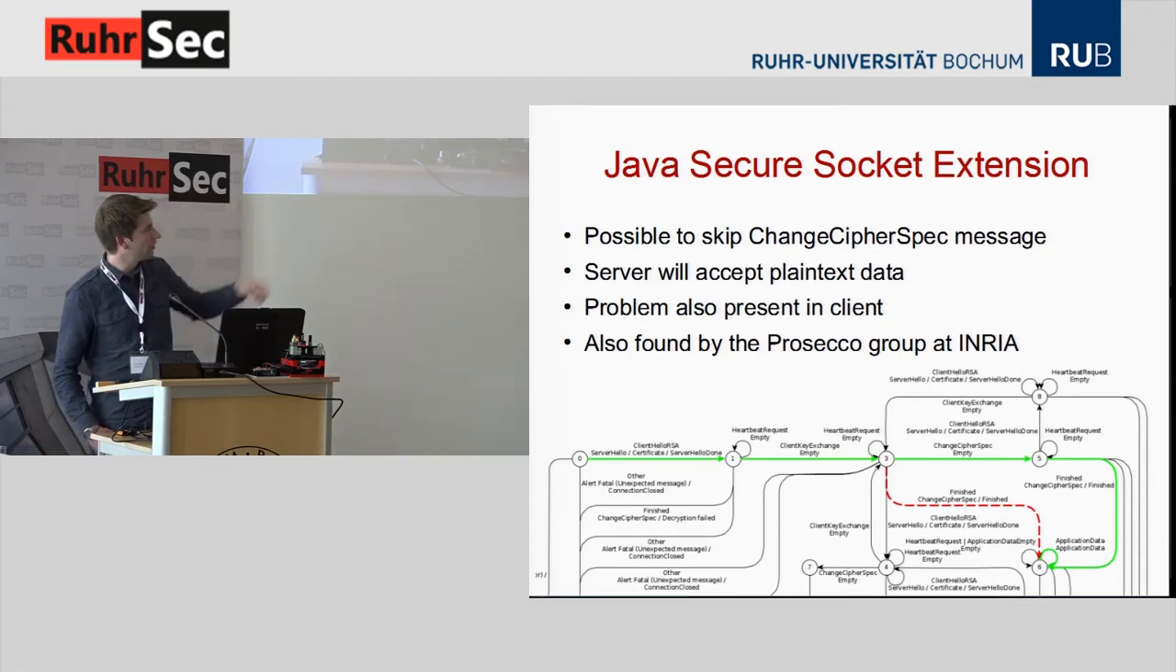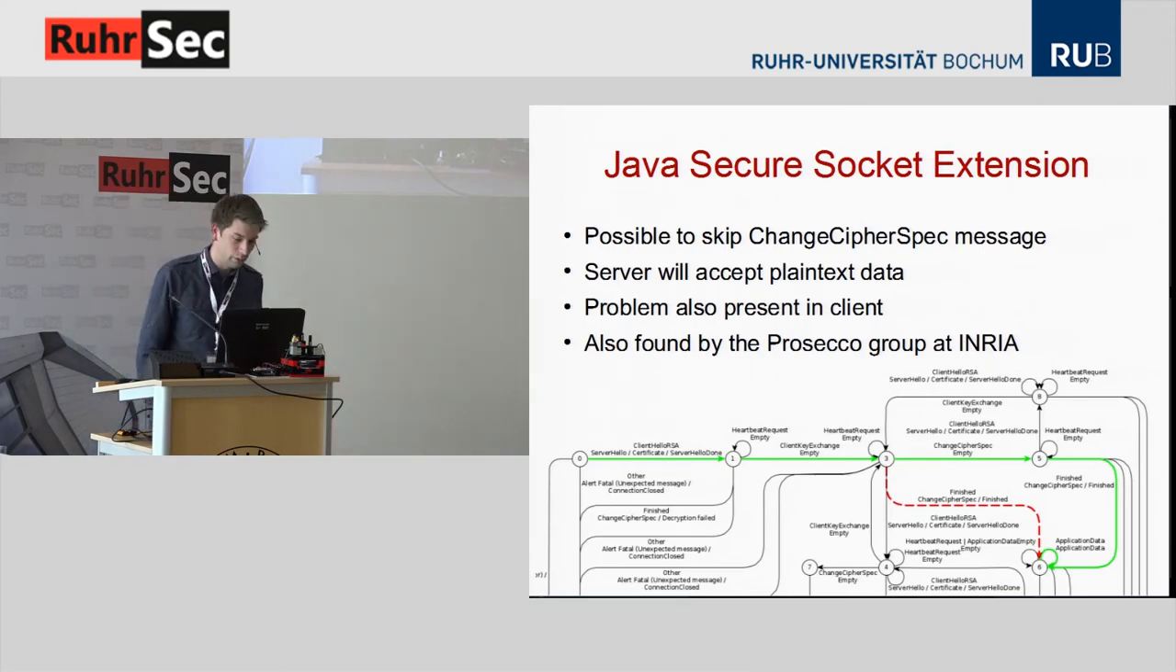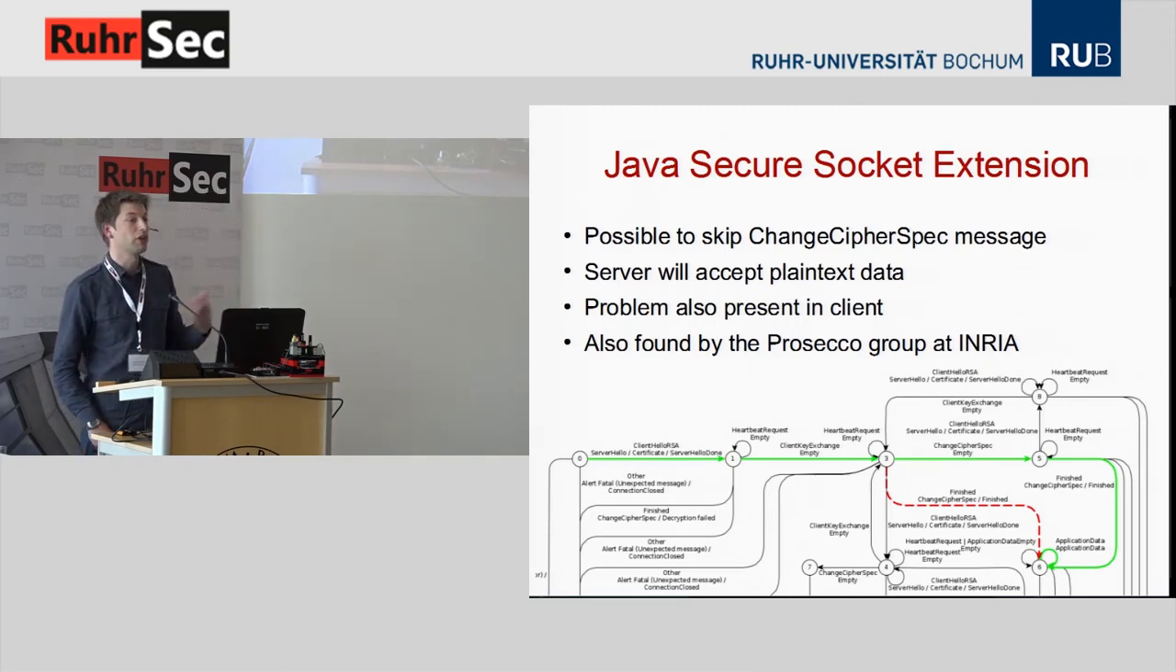There you see the red transition. That's the one you would not expect in there. The green one is just a happy flow. But if you send a finished message before ever sending a change cipherspec message, then the server will happily accept any plain text data that you send it that way. And for the client side, it was even worse. You can send a finished message even earlier, and then the client doesn't even bother anymore about certificates that you didn't send yet or encrypting, and then all data is in the clear.